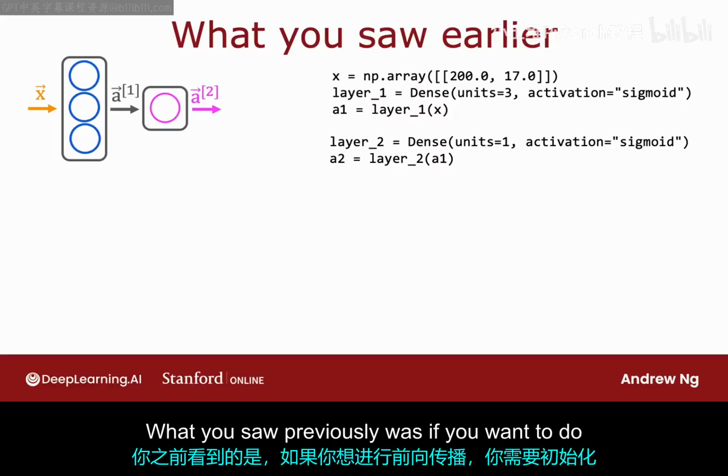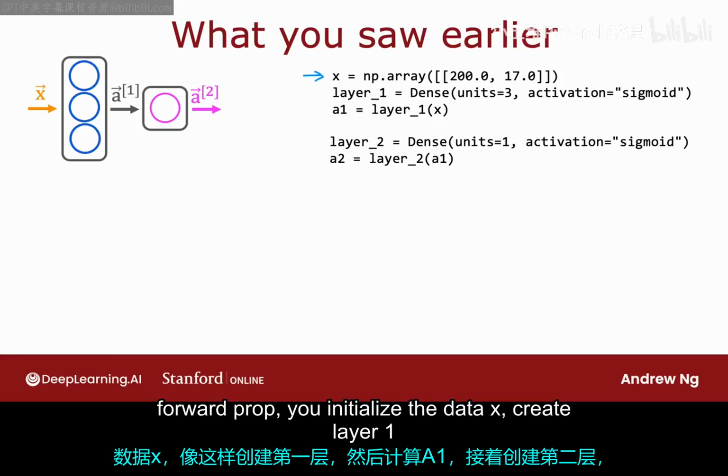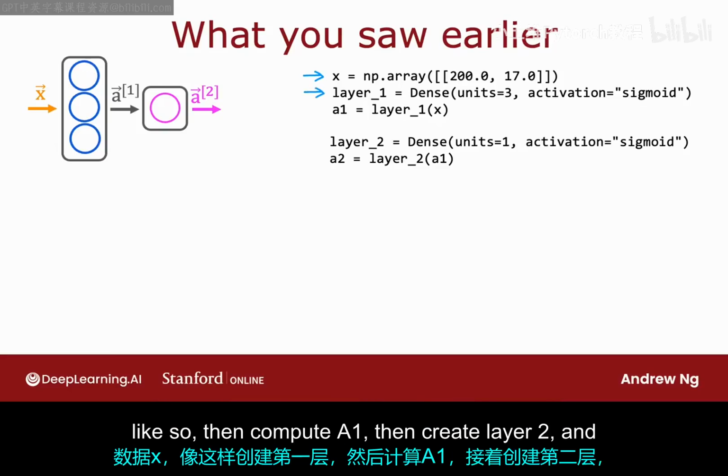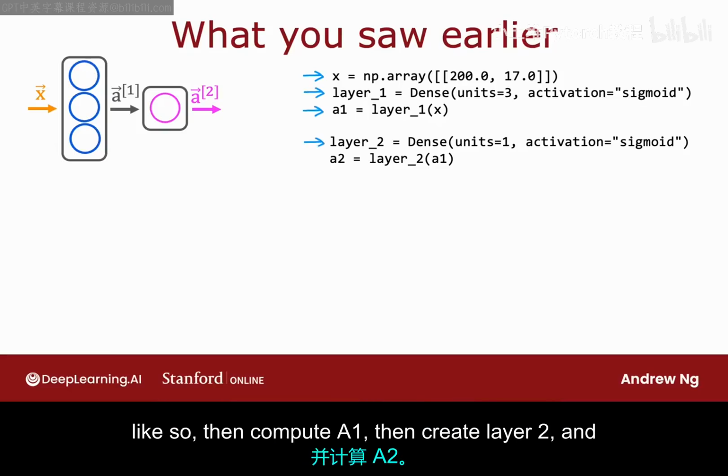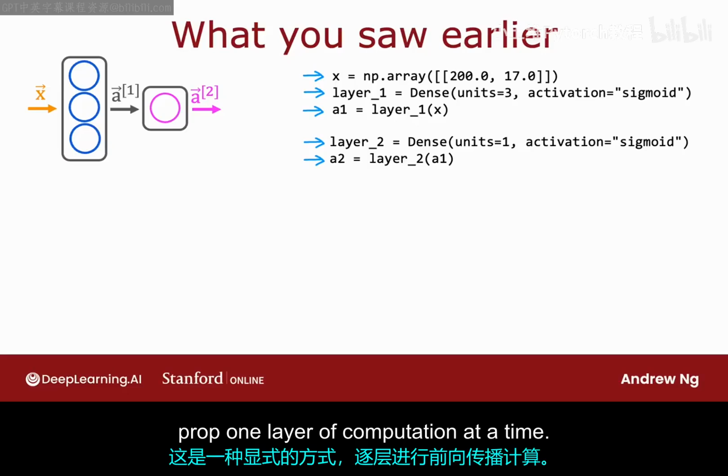What you saw previously was, if you want to do forward prop, you initialize the data X, create layer 1 like so, then compute A1, then create layer 2, and compute A2. So this was an explicit way of carrying out forward prop one layer of computation at a time.